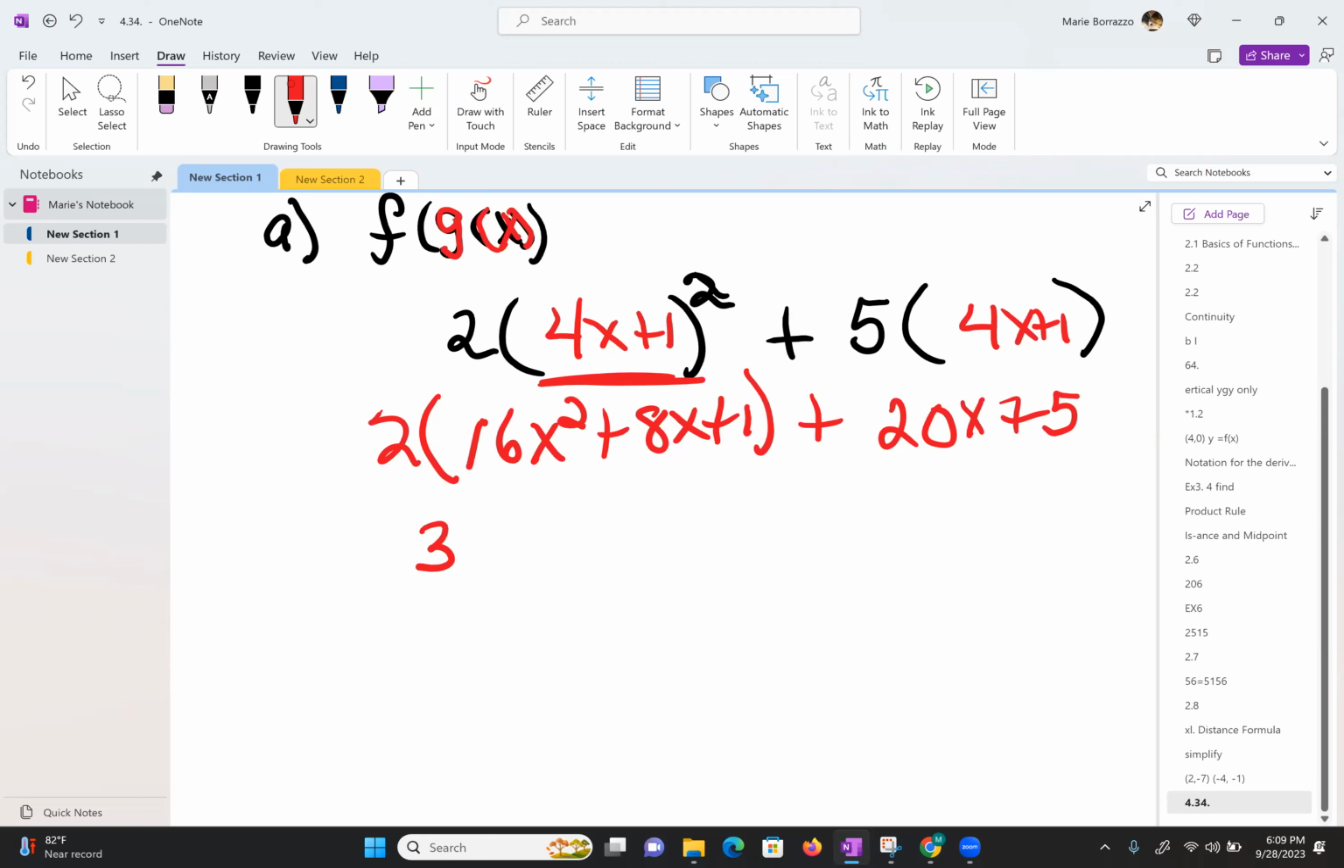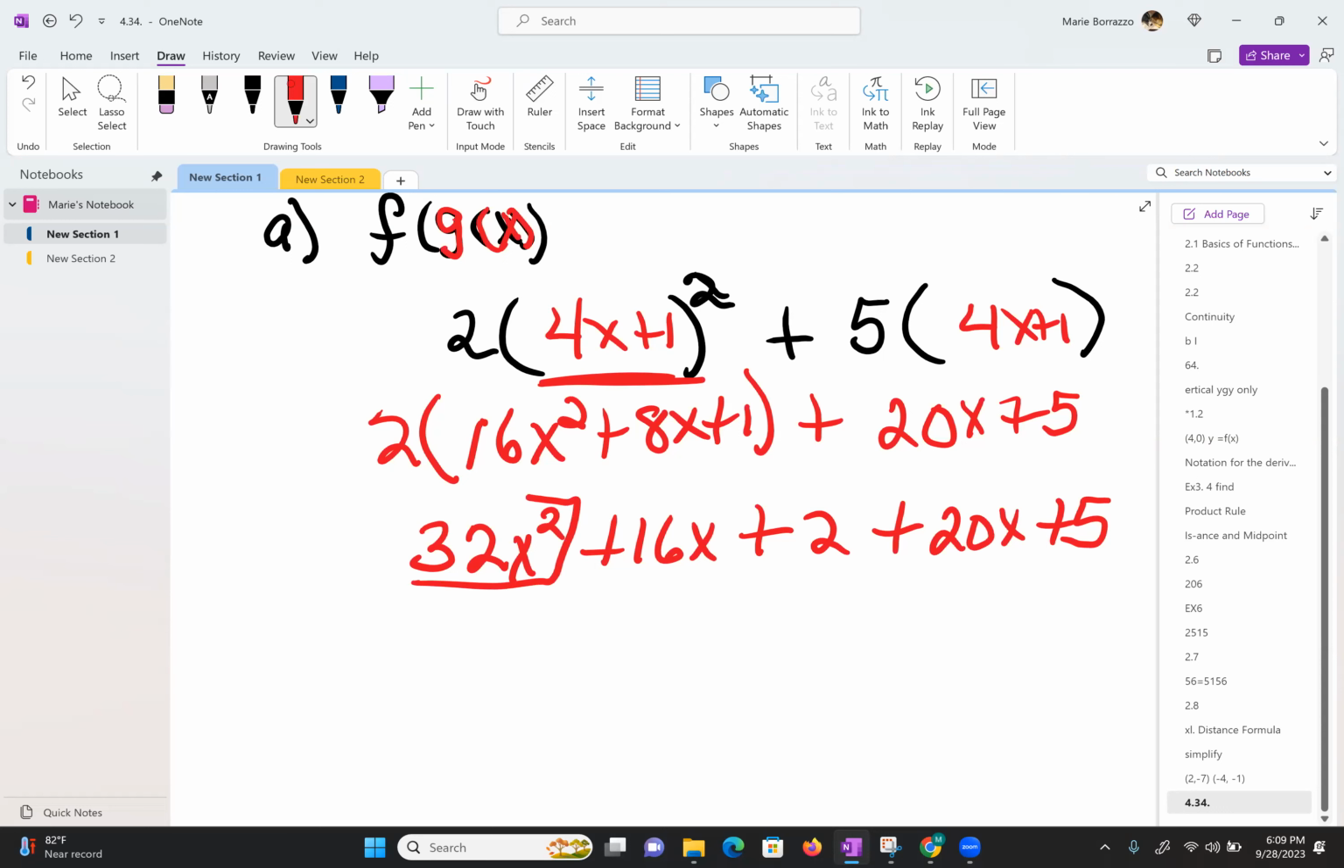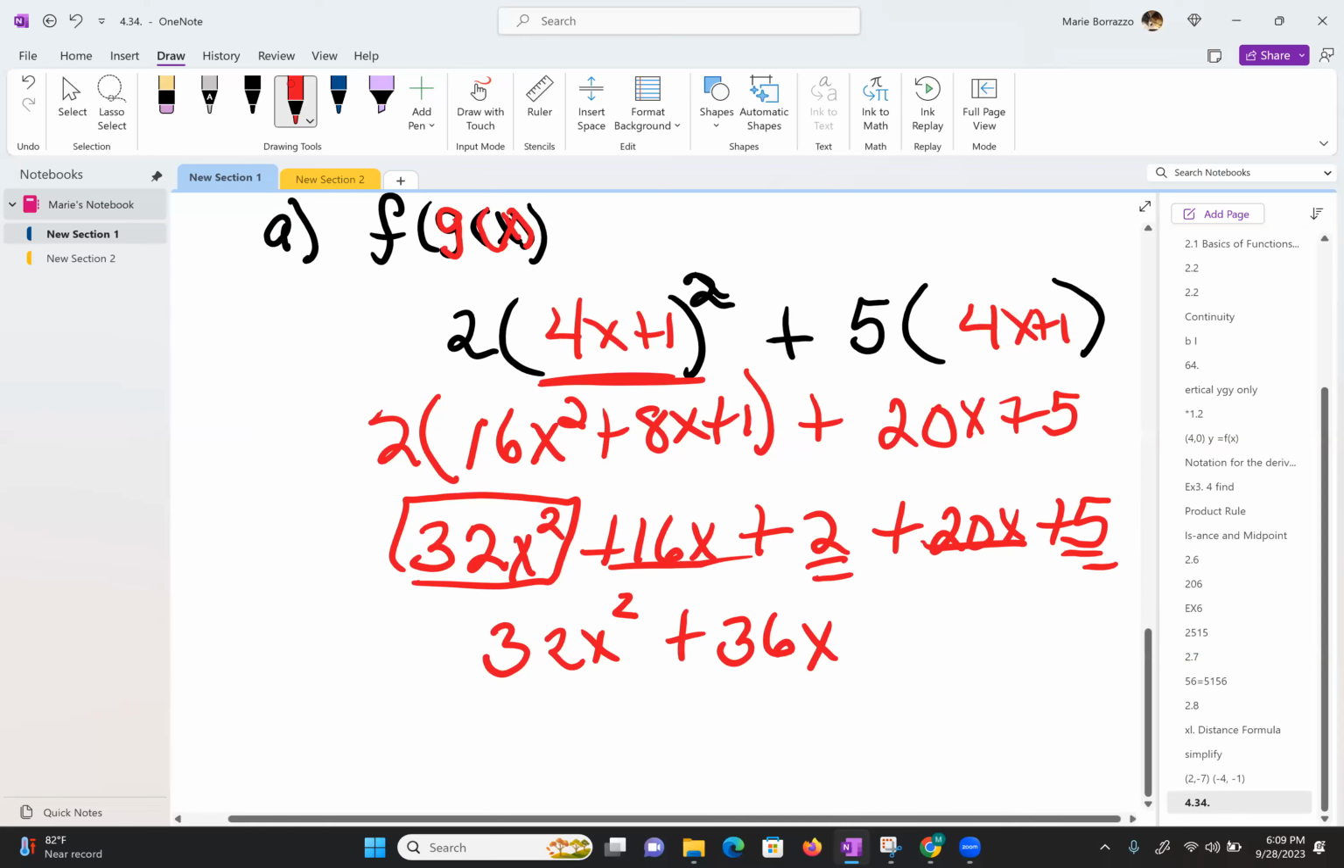Okay, so if I distribute the 2, I now have 32x squared plus the 16x plus the 2. And then obviously plus the 20x plus the 5. And if I look and group like symbols, this is my only x squared. So this will be 32x squared. This right here is my plus 36x. And lastly, my plus 7. Was that okay for you, I hope?